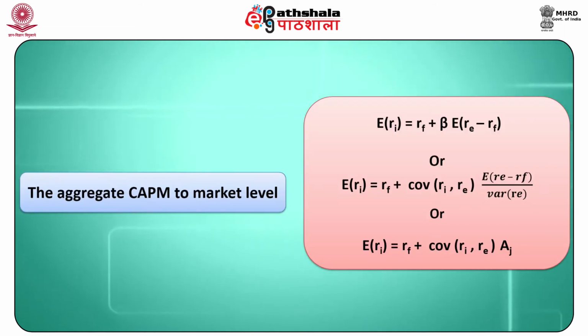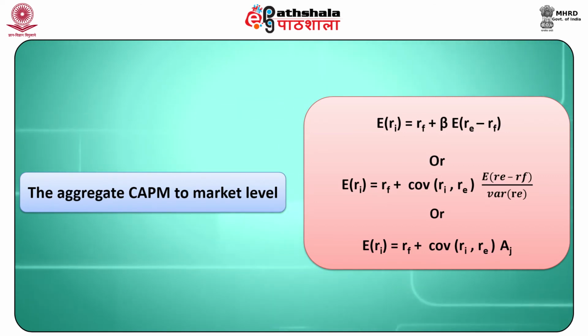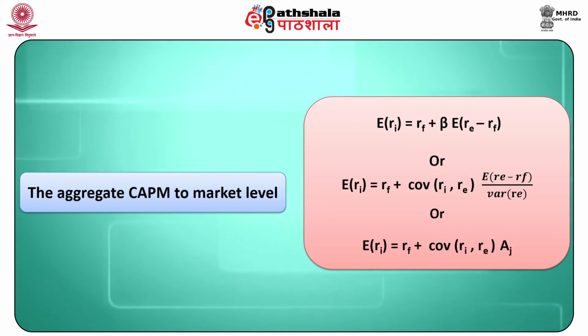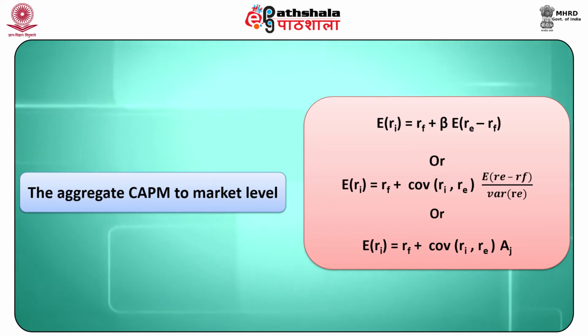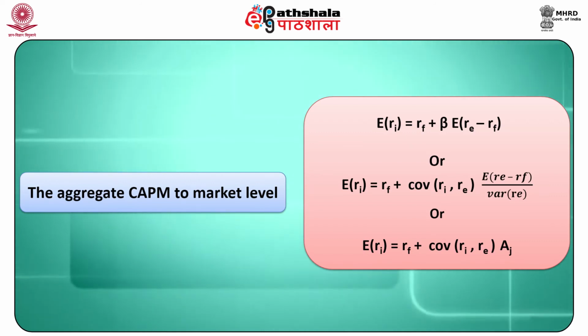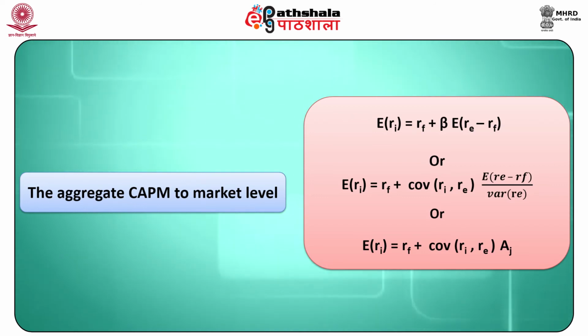The aggregate CAPM at market level will be E(Ri) equals Rf plus beta into E(Rm) minus Rf. For example, in the Colombian market, for every security j, expected return is given by the above formula, where Rm is the return on the Colombian market and beta is the covariance between security j and the market portfolio. The above equation can be rewritten as E(Ri) equals Rf plus covariance of Ri and Rm into E(Rm) minus Rf divided by variance of Rm. The expected excess return of the market portfolio divided by its variance is called the price of risk.